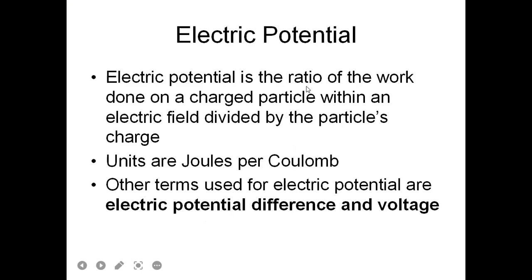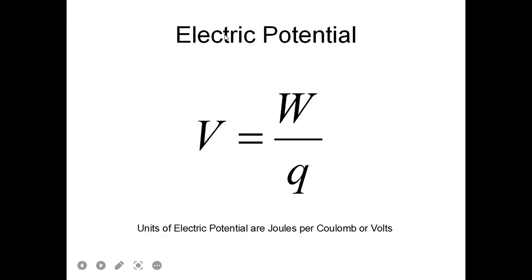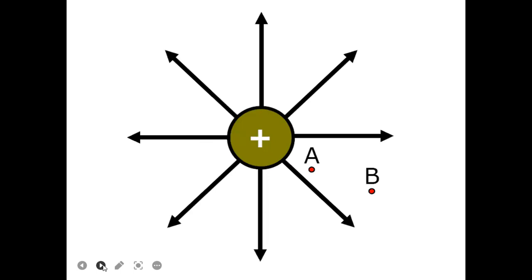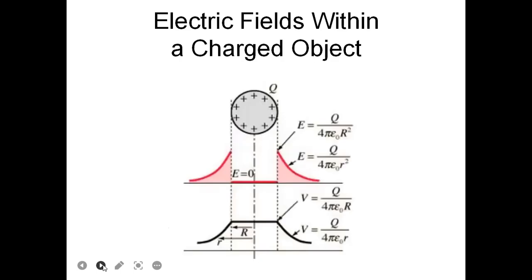So electric potential is the ratio of the work done on a charged particle within an electric field divided by the particle charge. Units are joule per coulomb. The other terms used for electric potential are electric potential difference or voltage. So electric potential will be V equals W by Q. That means work done per unit charge. Units of electric potential are joule per coulomb or volt. Same. Okay.